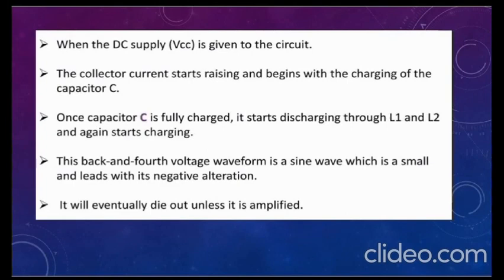When the DC supply is given to the circuit, the collector current starts rising and begins charging the capacitor C. Once capacitor C is fully charged, it starts discharging through L1 and L2 and again starts charging. This back and forth action produces a sinusoidal voltage waveform, a small oscillation with its negative alternation.